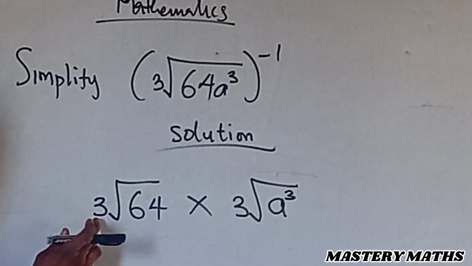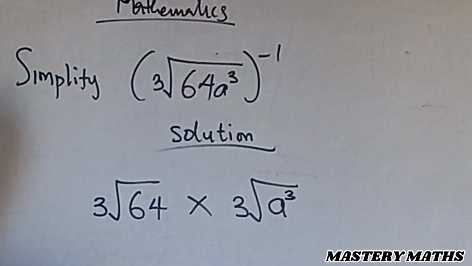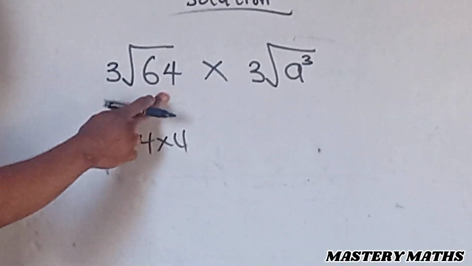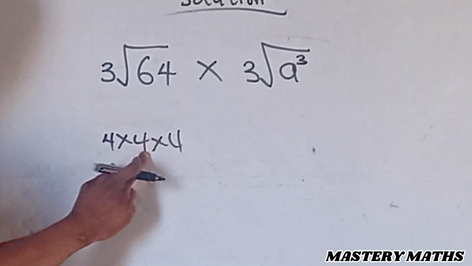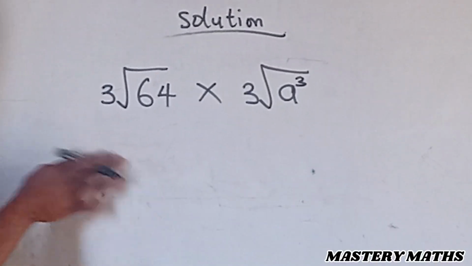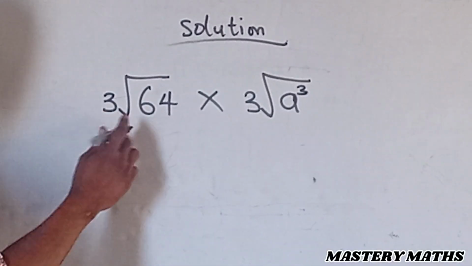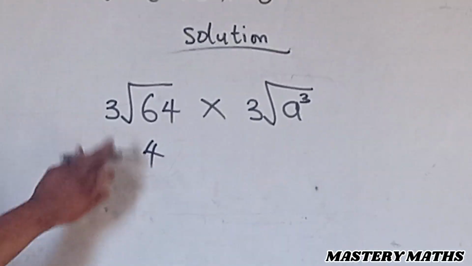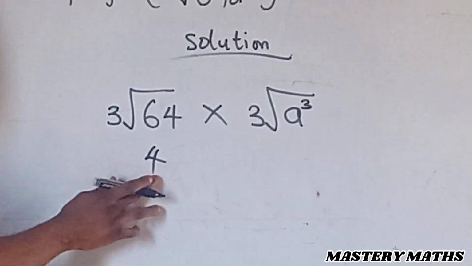4 will multiply itself 3 times to give 64. You have 4 times 4 times 4. 4 times 4 is 16, times 4 is 64. That is 3 places: 1, 2, 3. When it's multiplied, it will give us 64. So since 4 is the only number that can do that, you have your 4 here. So the cube root of 64 is 4.